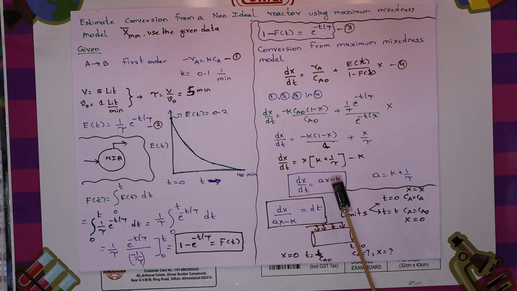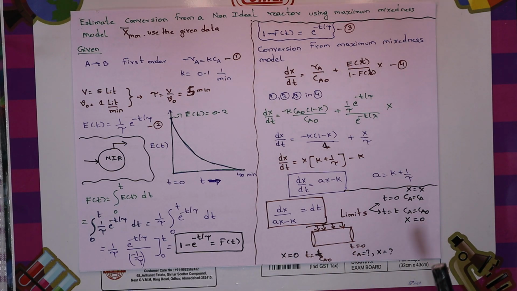Simply you bring the a plus kt to the denominator, and you have to integrate between the limits. At time t equal to 0, that means at one end of the reactor, the conversion is x, the maximum here. That means all the molecules have travelled to the end of the reactor by this time, so most of the molecules have reacted. At time t equal to t, life expectancy, because molecules have just entered, the conversion is 0.